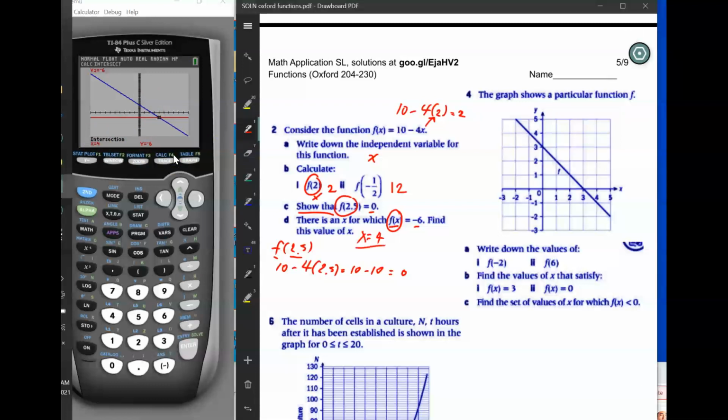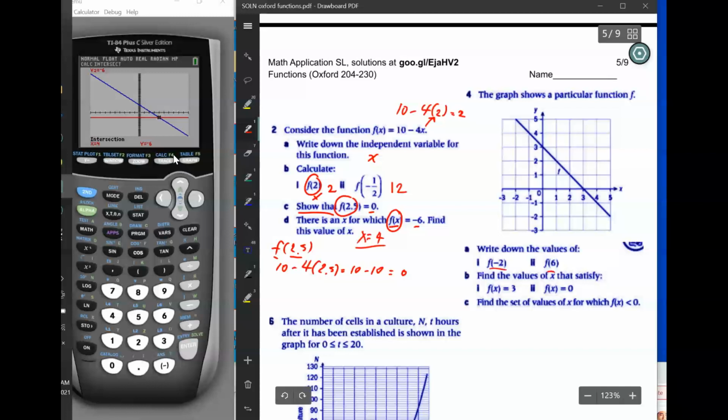Okay, so is this method necessary in this particular problem? No. Learning this method is necessary and important for future problems? Yes. Okay. All right, number 4. The graph shows a particular function f. Okay, it's a line. Write down the values of f of negative 2 and f of 6.